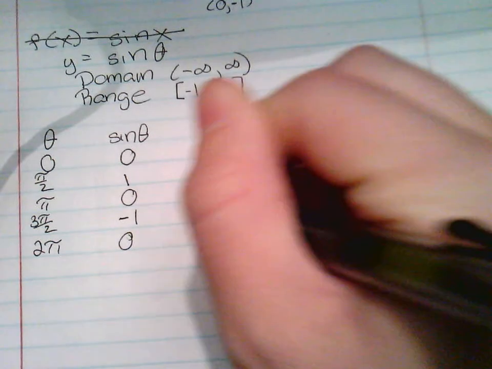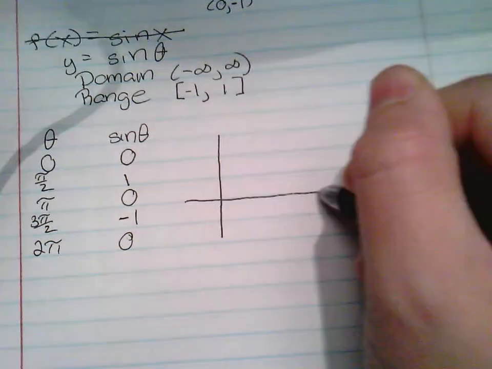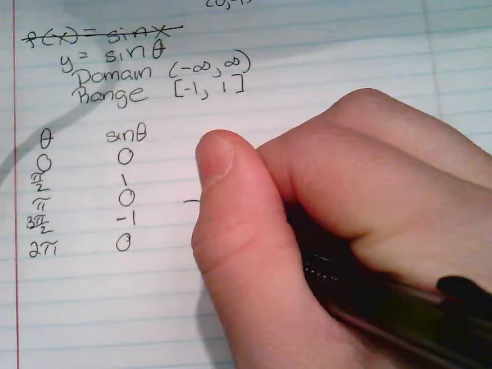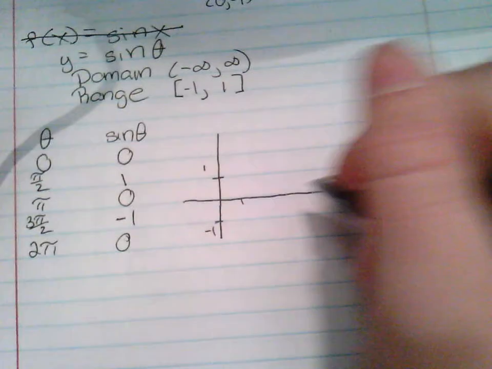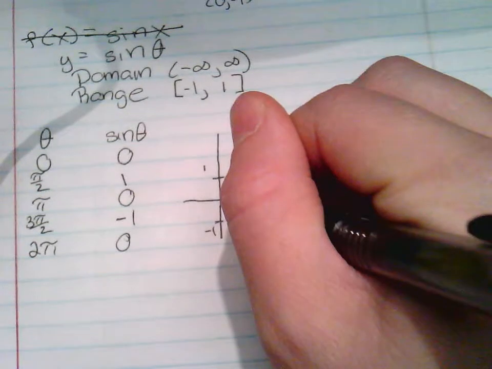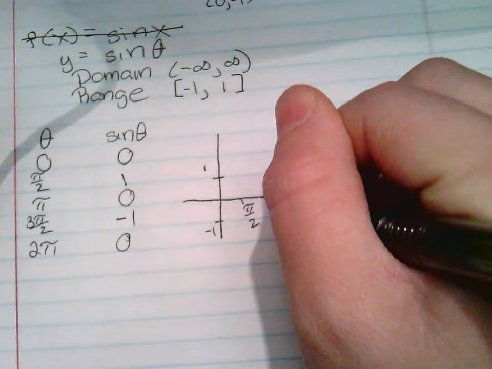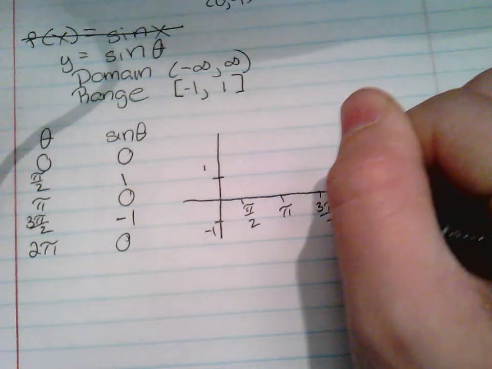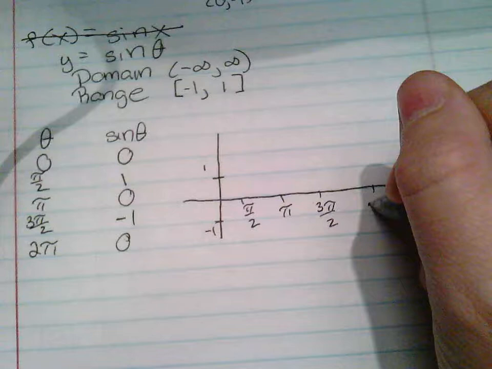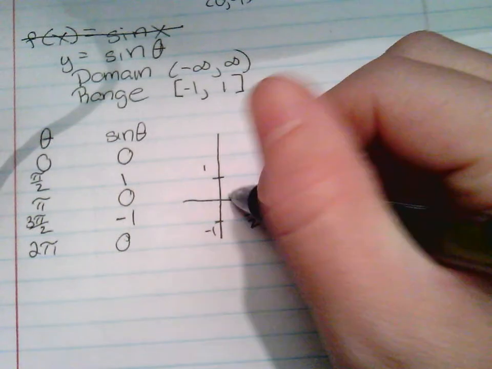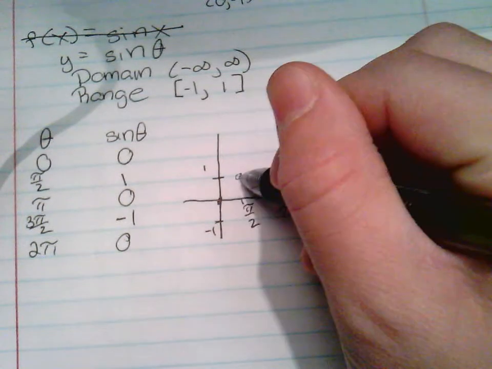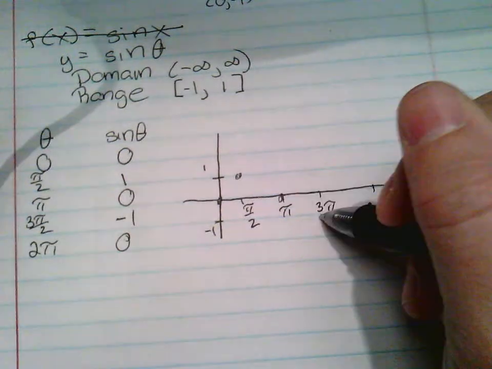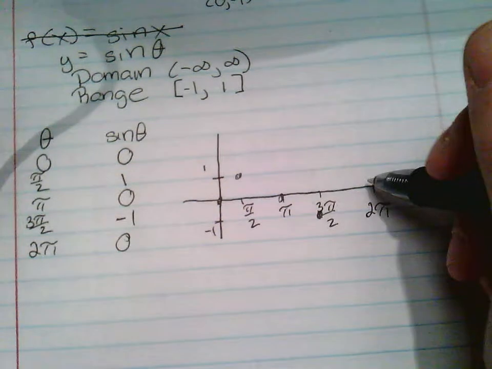Okay. So we'll have 1 here, -1 down here. Pi over 2, pi, 3 pi over 2, 2 pi. Okay, so sine of 0 is 0, pi over 2 is 1, pi is 0, 3 pi over 2 is -1, 2 pi is 0. Okay, so this is the start of it.